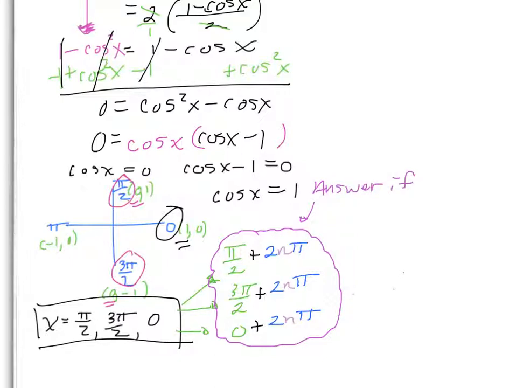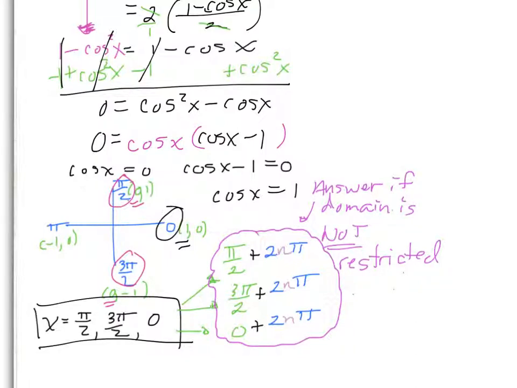This would be your answer if the domain is not restricted. And it'll be obvious on your homework when they want that answer. This answer here is when the domain is restricted to 0 with a bracket, comma, 2 pi with a parentheses. So it doesn't change how we solve the problem. It just changes how you write the answer. So you just tack on a 2n pi to every single answer choice.